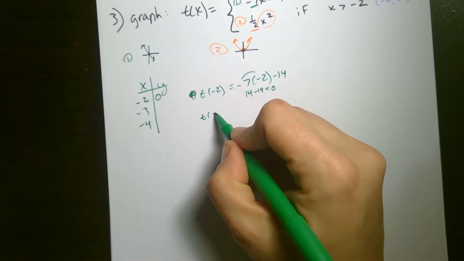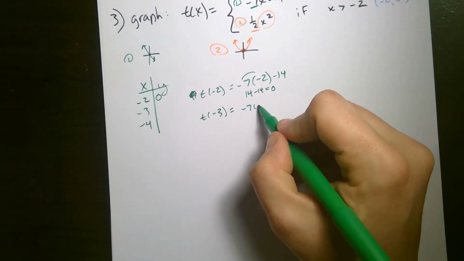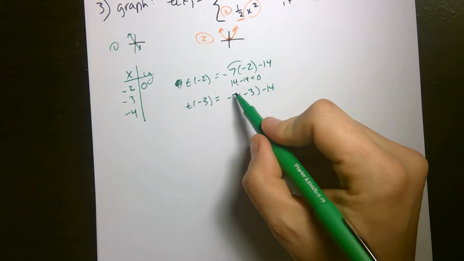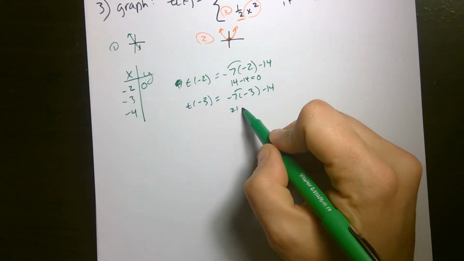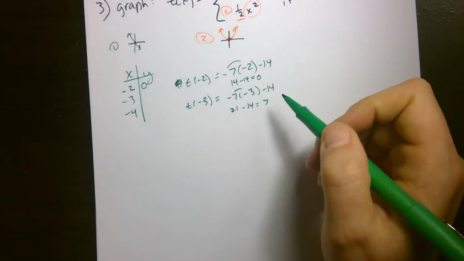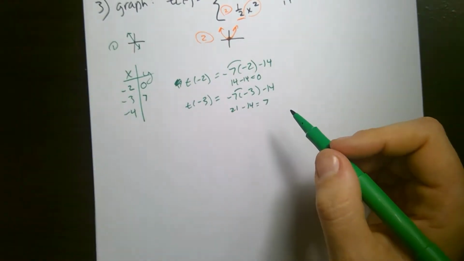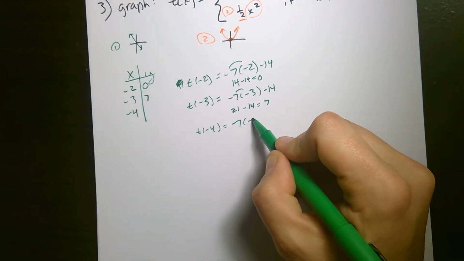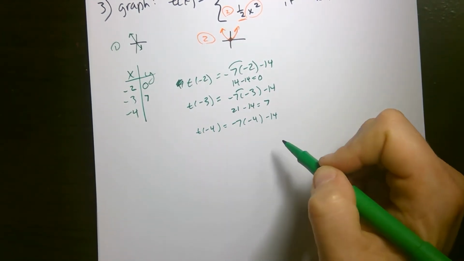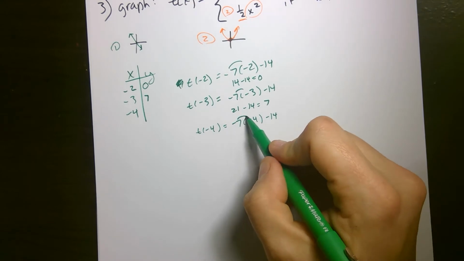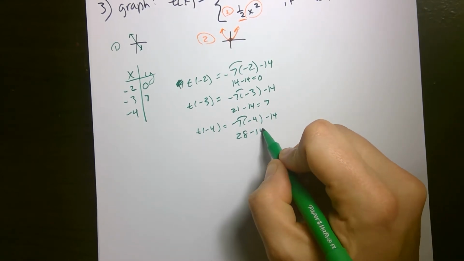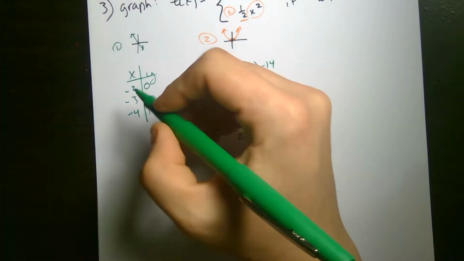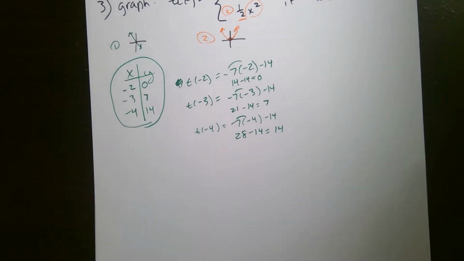All right, next, I need to find t of -3. I'm going to do the same thing, except in this case, I'm putting a -3 in for x. I'm going to distribute, and I'm going to get a +21. When I subtract 14 from that, I'm going to get 7. So the point is going to be -3, 7. Lastly, I need to find t of -4. I'm going to put -4 in for x and distribute, which gives me +28. When I minus 14, that is equal to 14. So now I have 3 points that I will graph in just a few minutes.